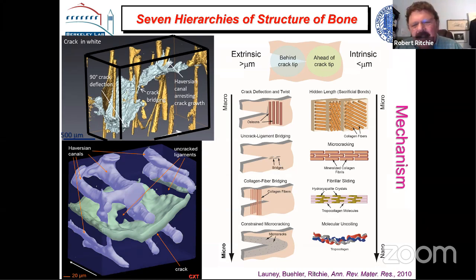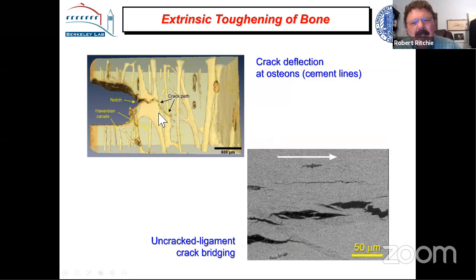microcracks. So there are these very interesting mechanisms by which you can toughen bone intrinsically by the plasticity of the collagen and extrinsically by bridging and crack deflection. So this is just another picture of that.